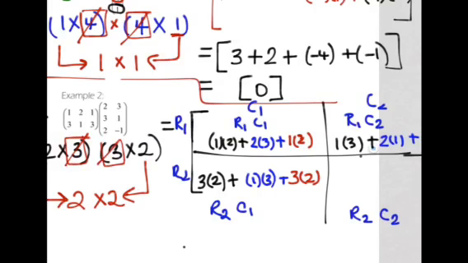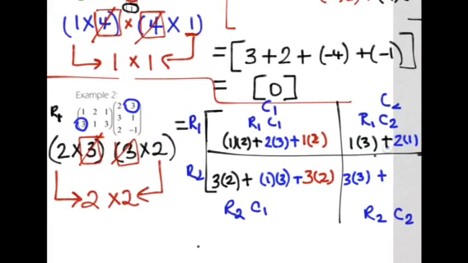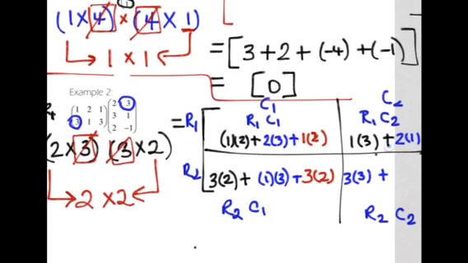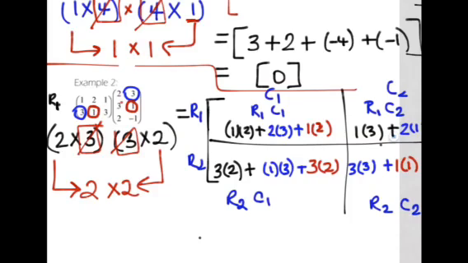So now, row 2 and column 2. This 3 in row 2 will get multiplied by this 3, the first with the first, so it becomes 3 times 3, plus this 1 times this 1, again, it's 1 times 1, plus this 3 times this negative 1.